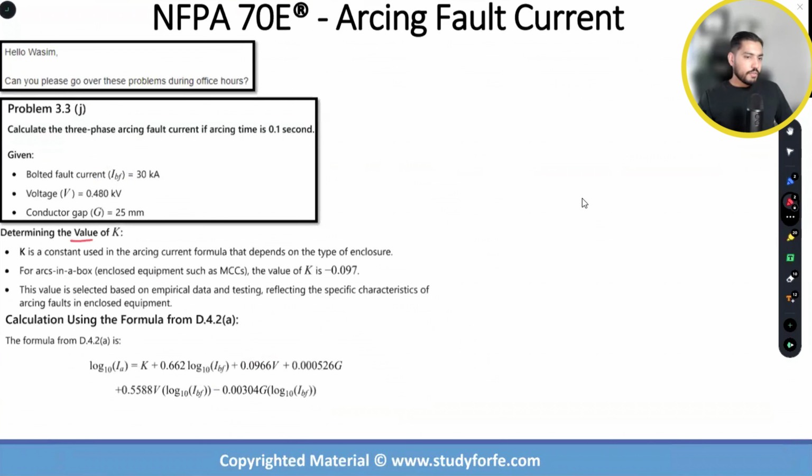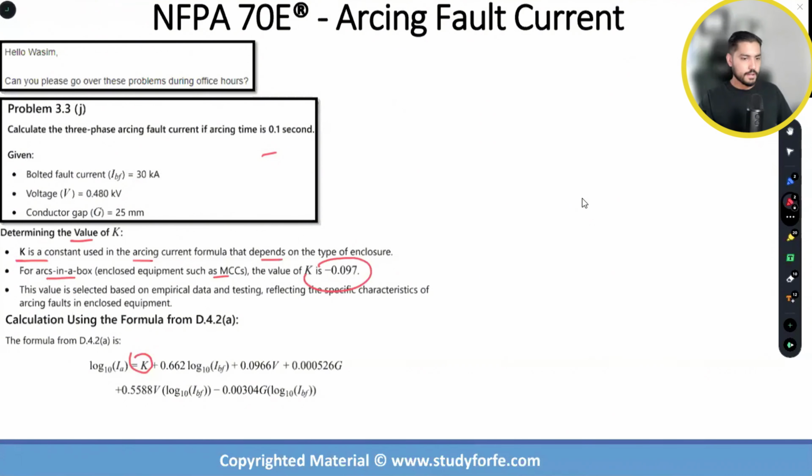So, determining the value of K. I'm commenting that, okay, there's one more parameter, K, that shows up in the equation, and we need to determine the value of K. So in my response to the student in the email, I said K is a constant used in the arcing current formula that depends on the type of enclosure. And what did the problem statement tell you? In the actual problem statement 3.3J, we know what type of enclosure it is, right? This is for arc in a box, such as MCC and enclosed switchgears. Okay, and the value of K for this is minus 0.097.